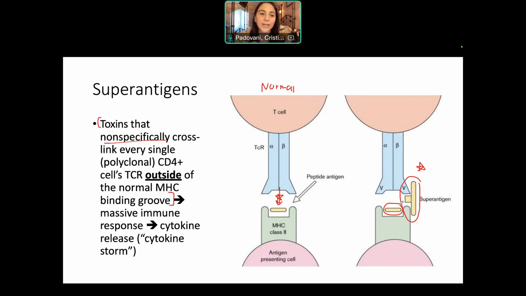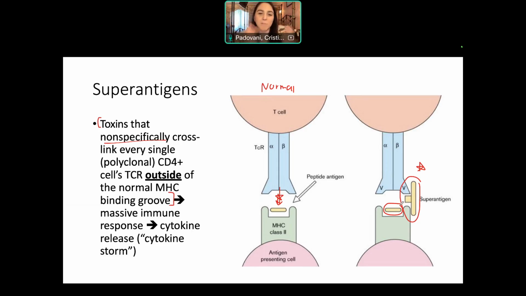So it's doing this: one, it's outside of the groove. Two, it's cross-linking, and three, it's every single CD4 positive T cell it can find.